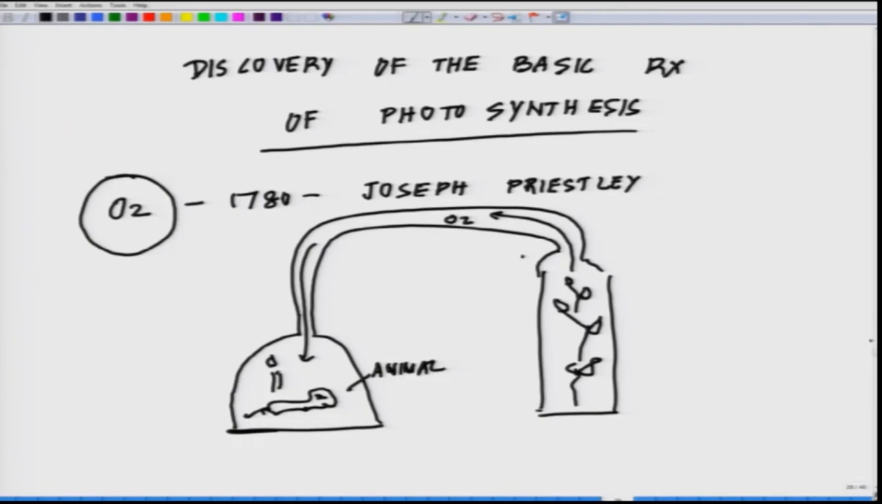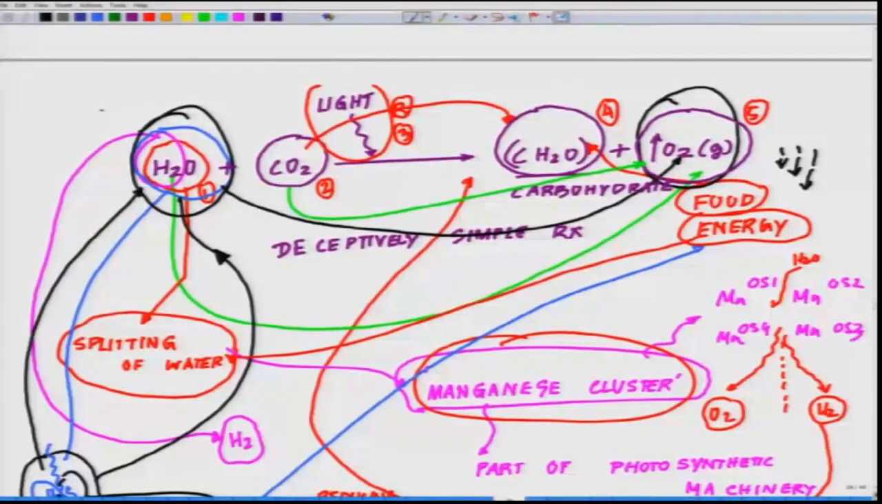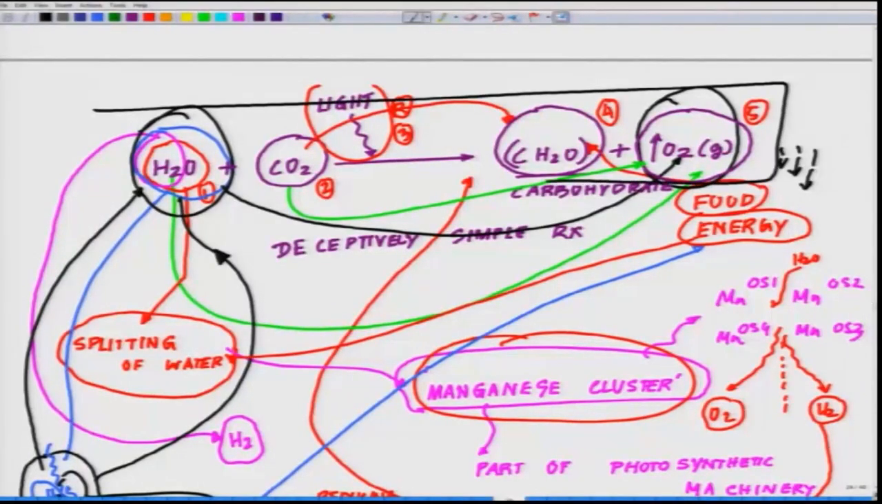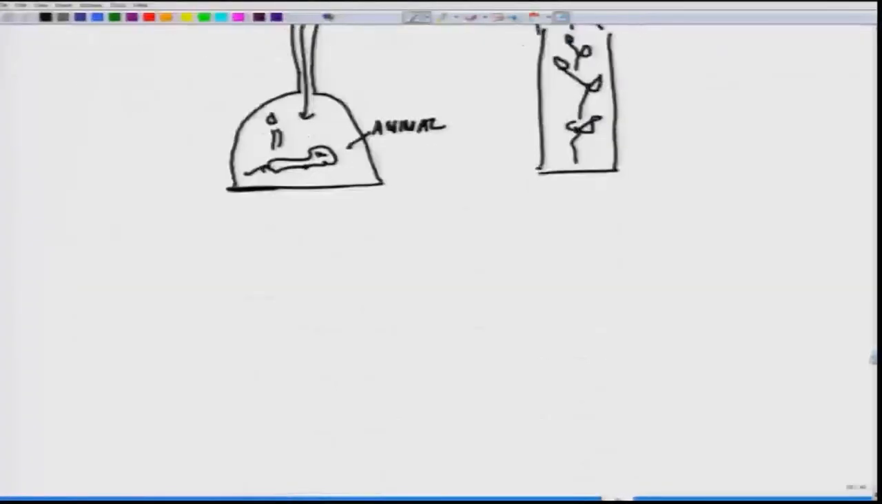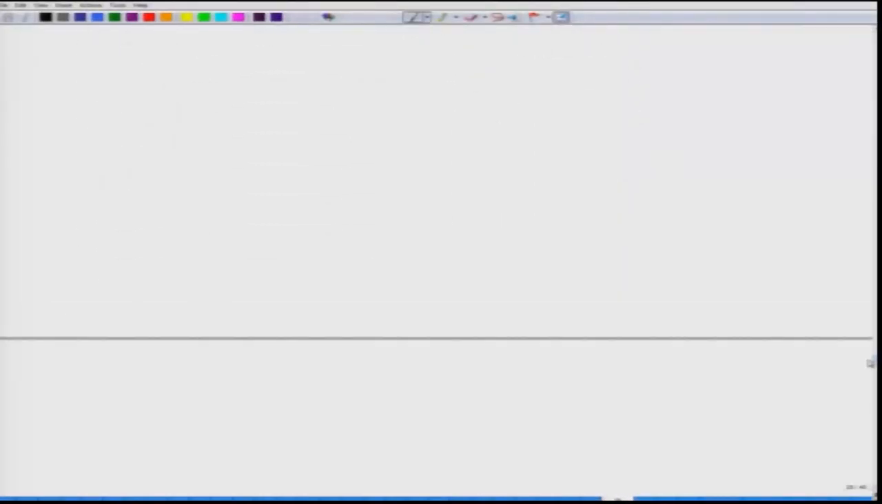Now, going back to that deceptively simple reaction where it all started. In the light of this, if you look at this reaction, everything will make sense. That oxygen evolution, okay? So, this was the very foremost discovery of photosynthesis, the evolution of oxygen. The next major contribution to the elucidation of photosynthesis was made by Jan Ingenhousz, who was a Dutchman.